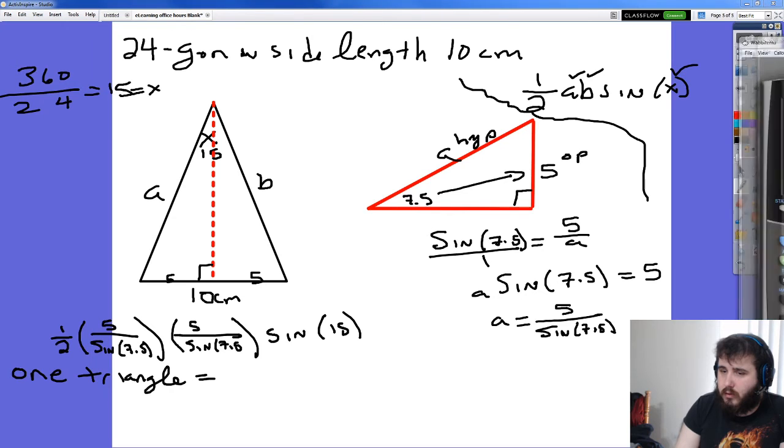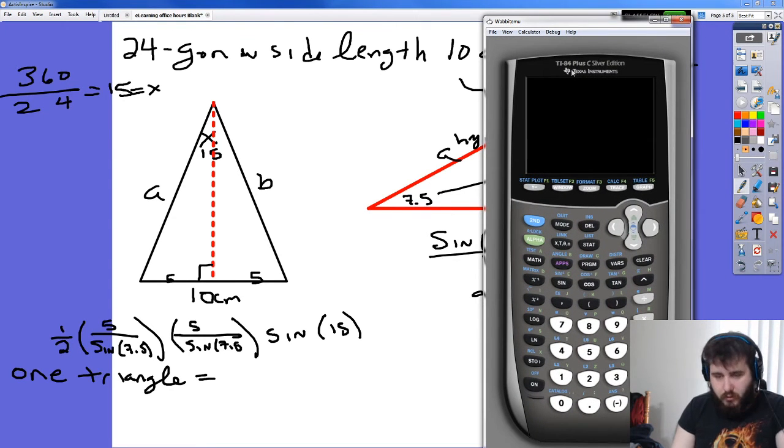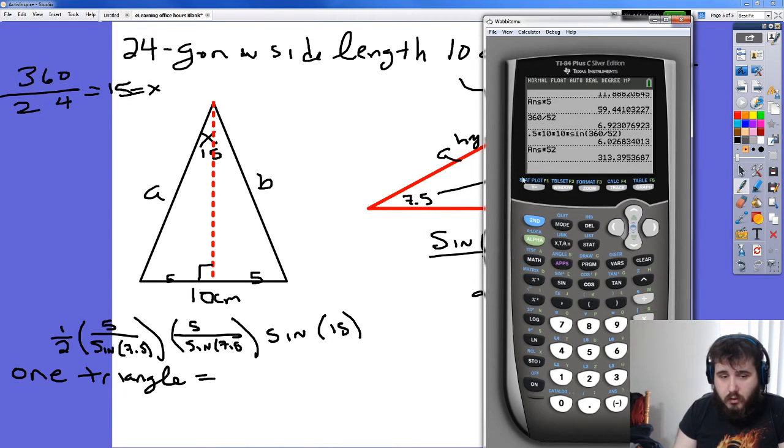So let me bring out Captain Calculator right here. And again, look at how I do this. I'm going to open parentheses, 5 divided by sine of 7.5, close parentheses, close parentheses. So I've got one close parentheses here, one close parentheses here. You have to have both, otherwise it's going to yell at you, or even worse, give you the wrong answer.